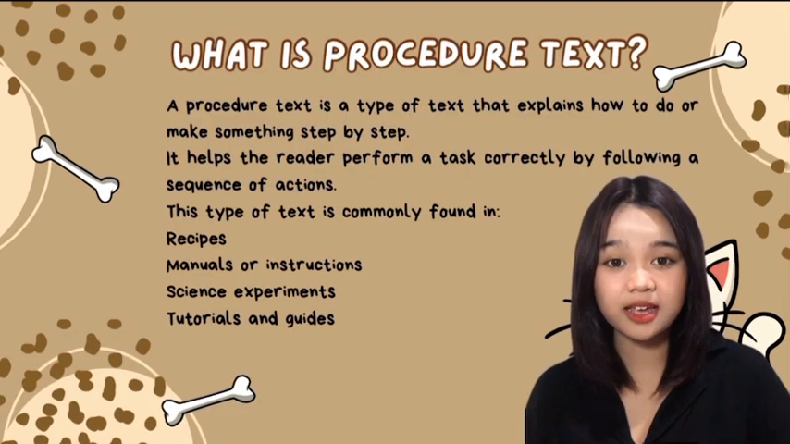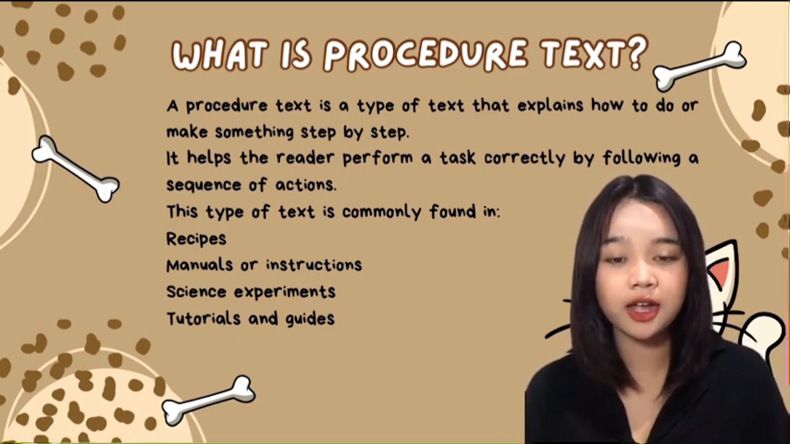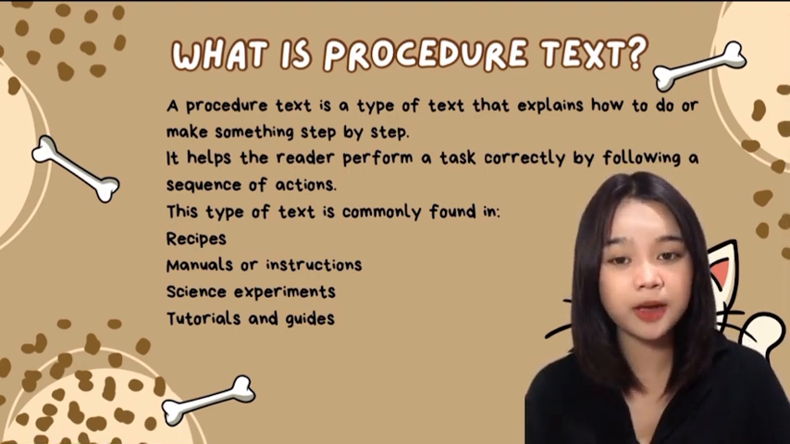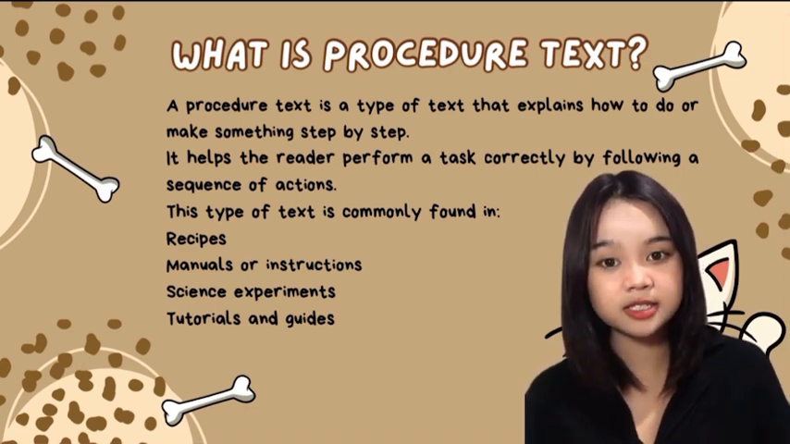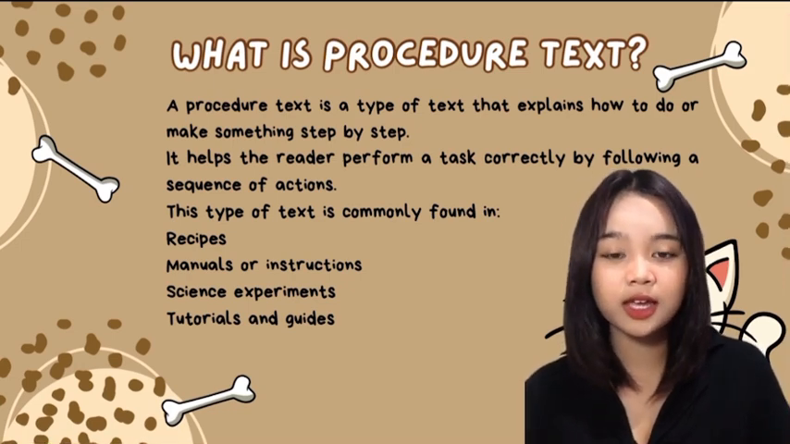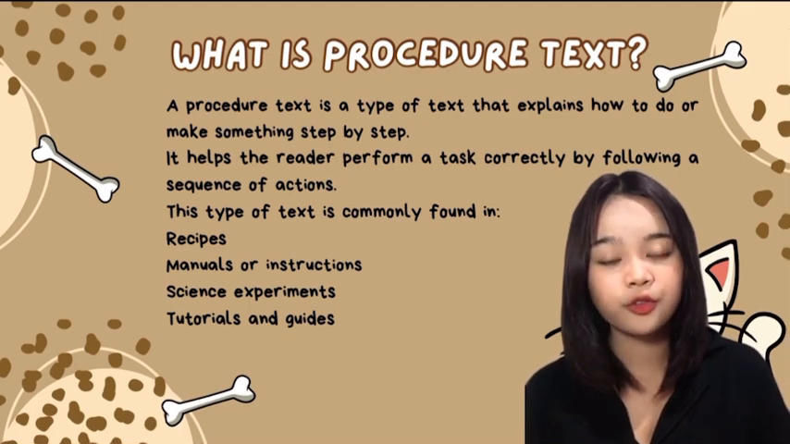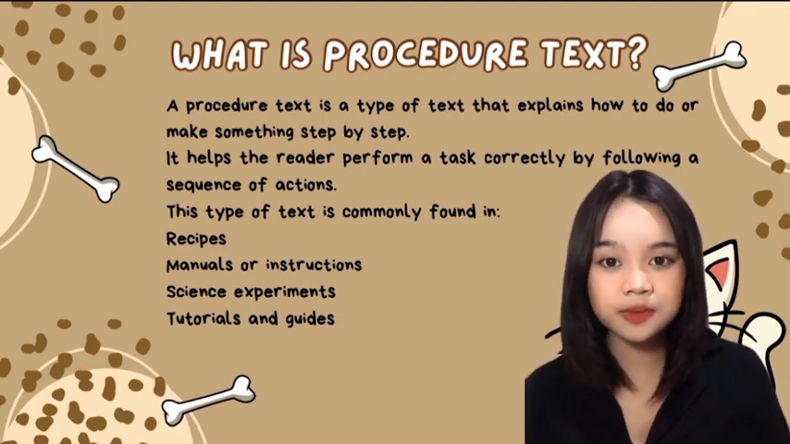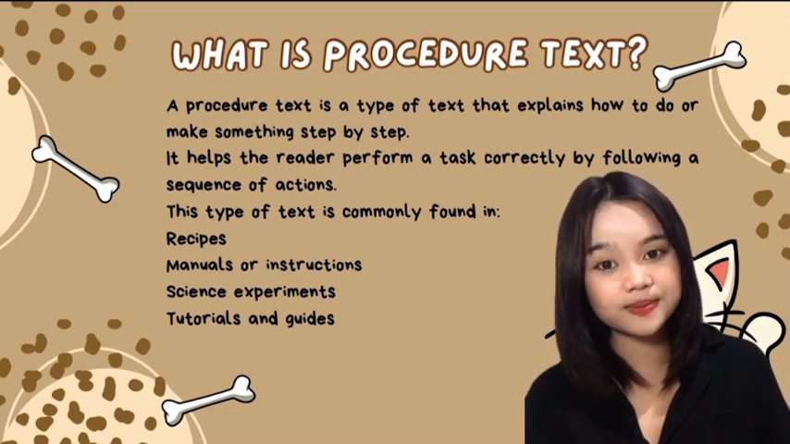A procedure text is a kind of text that gives us instruction on how to do something step by step. The purpose is to help us complete a task correctly and in order. We can easily find procedure text in our daily life, for example, in recipes, instruction manuals, or online tutorials.